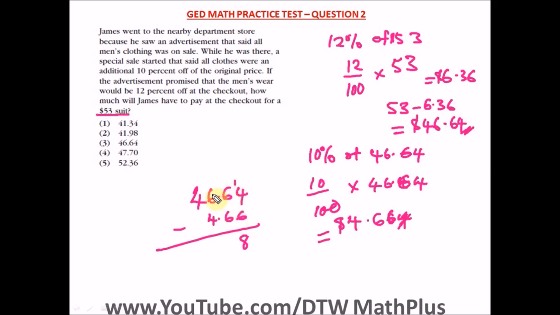We can't subtract 6 from 5. We have to borrow a 1. That will give us a 15. 15 minus 6 will give us a 9. And we're left with 5. 5 minus 4 will give us a 1. Don't forget the decimal point. And 4 minus 0 will give us a 4. So this is the amount he is going to pay at checkout for the $53 suit after removing all the percent discounts he has been given. So our right option here is option 2.